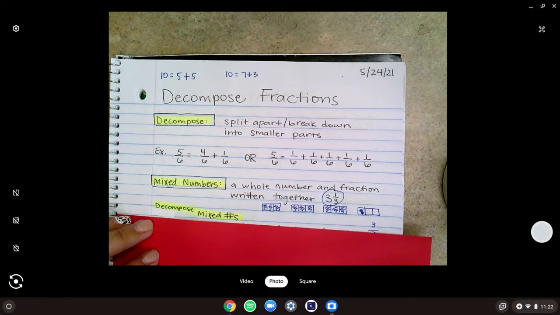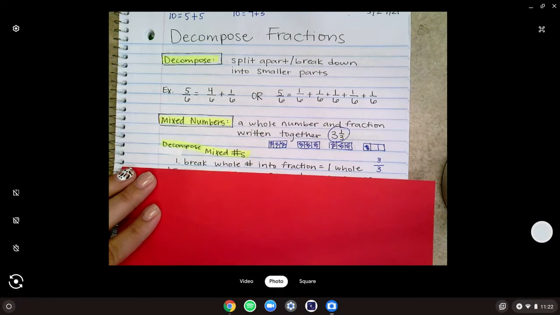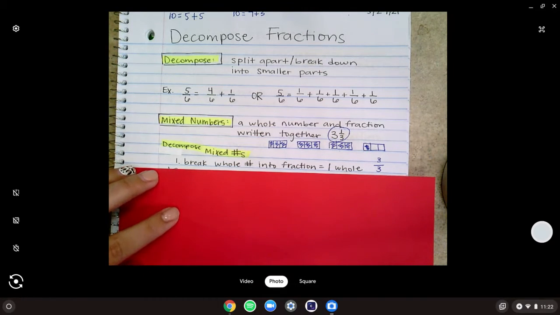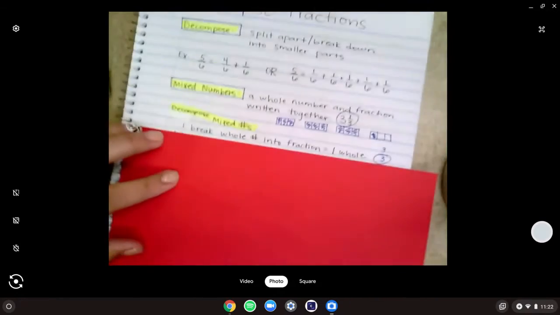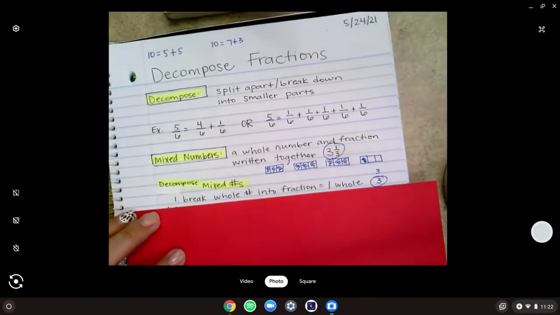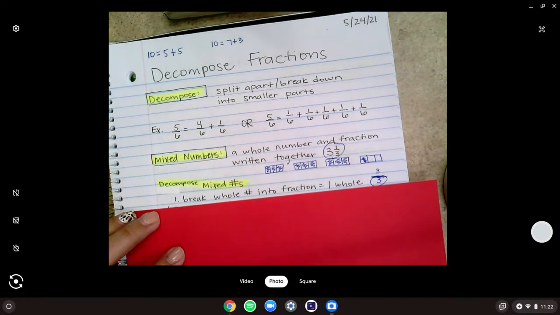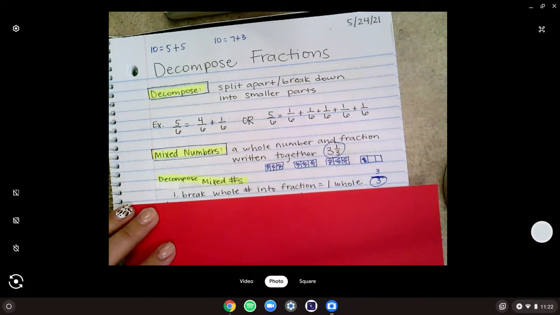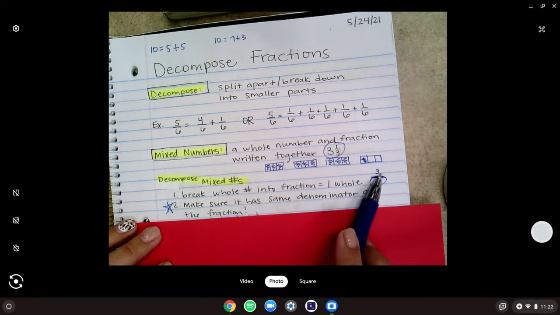Now, to decompose mixed numbers is a little trickier. We need to break our whole number into a fraction that equals 1. Because we're using thirds in our mixed number, we know that our fraction has to be out of thirds. So we would say 1 whole is the same as 3/3. We're using that equivalent fraction practice. We need to make sure it has the same denominator as the fraction, okay? This is that super important part. It's the same denominator.